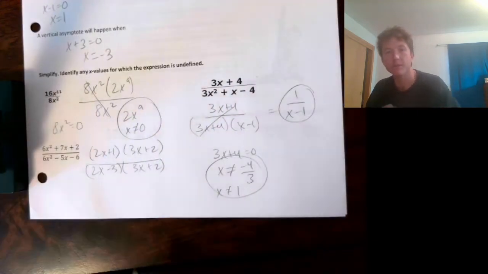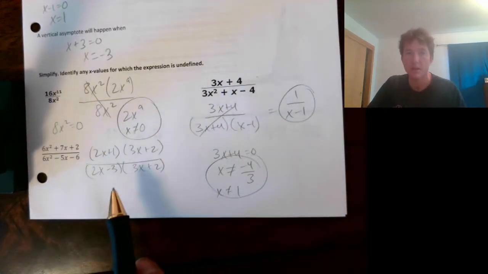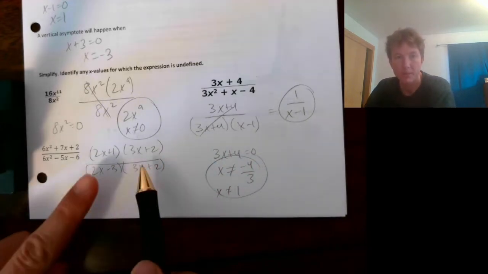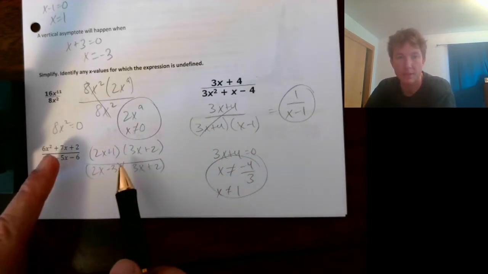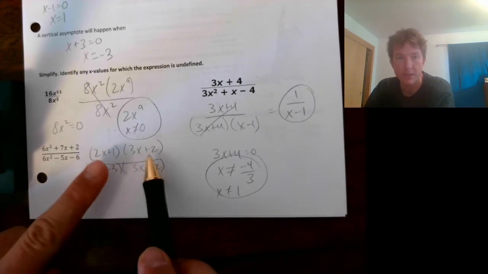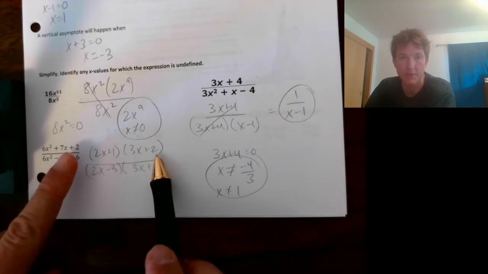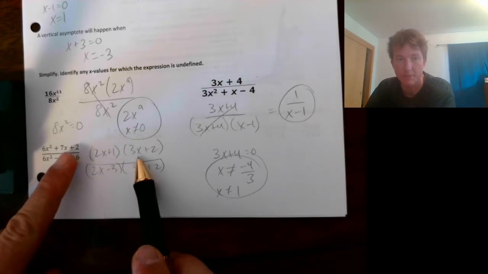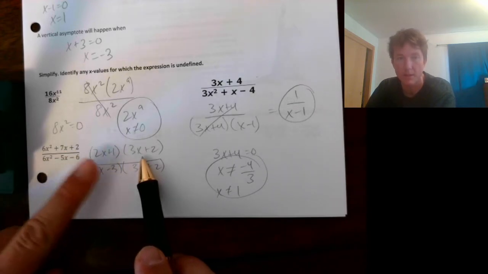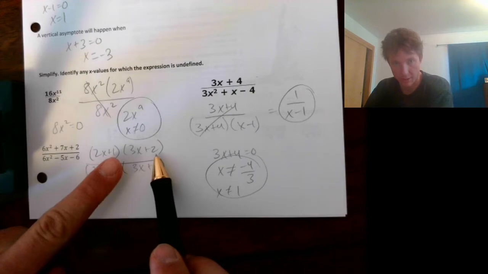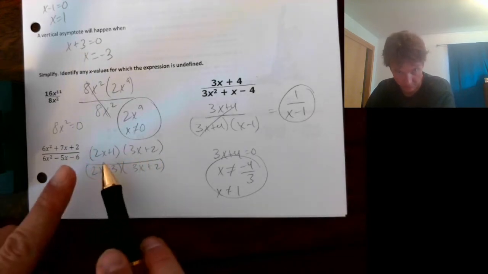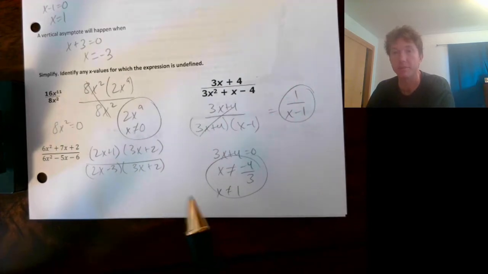By the way, if you're confused how I'm doing this, it's sort of like thinking backwards. The 2x times 3x will get you 6x squared. 2x times 2 will get you 4x. 1 times 3x will get you 3x, so 4x plus 3x is 7x. And then the 1 times the 2 will get you 2. So that's FOILing it. So factoring, again, is just backwards FOILing, basically.